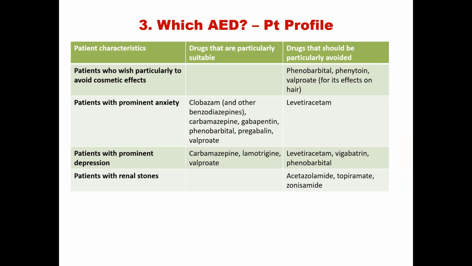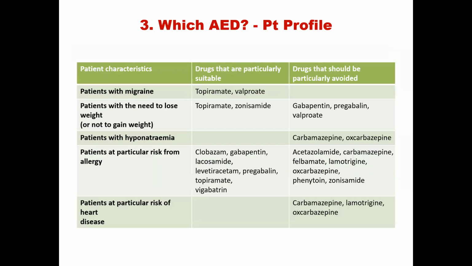If the patient has prominent depression, better use carbamazepine or valproate. Better avoid levetiracetam, phenobarbital and vigabatrin. If the patient has renal stones, you should not give acetazolamide, topiramate or zonisamide, because they will precipitate the formation of renal stones. Next. If a patient has migraine along with seizures, the better choice would be valproate and topiramate.